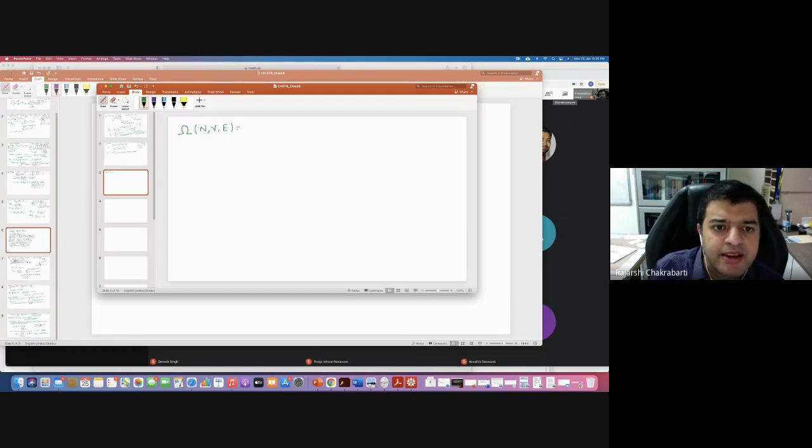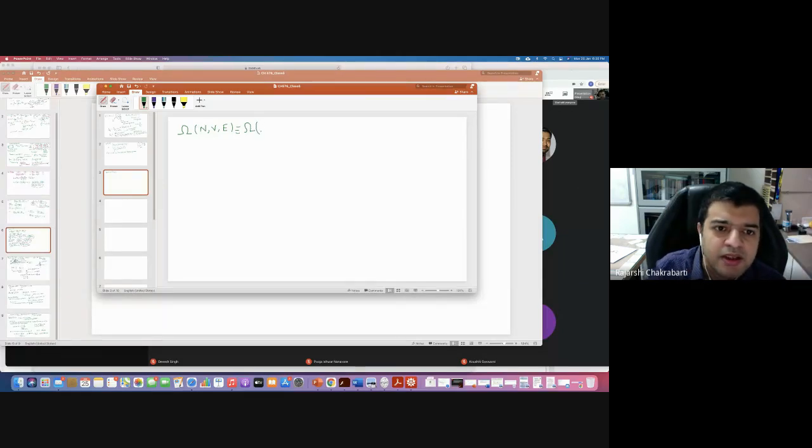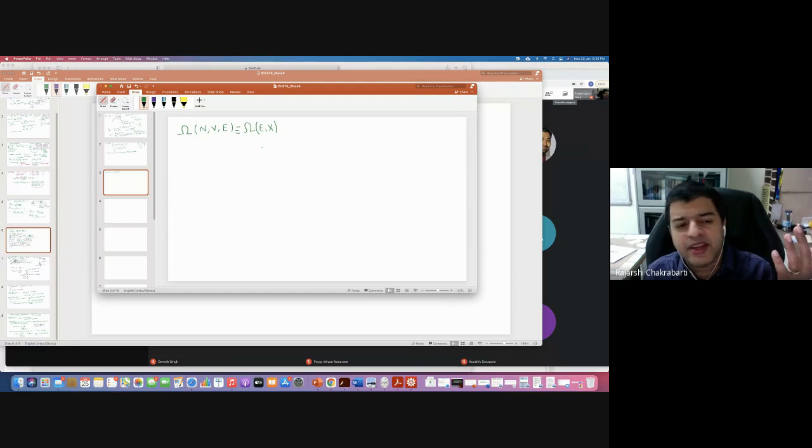Okay, I can write it as omega. I just don't write n. I know there are some n number of particles. I write E and I put something like x. What is x? x can represent n, x can represent v. Actually, x represents v here. Some generalized displacement coordinate you can think. It could be volume, could be area, could be length. Is this clear? This is x, some generalized displacement coordinate.